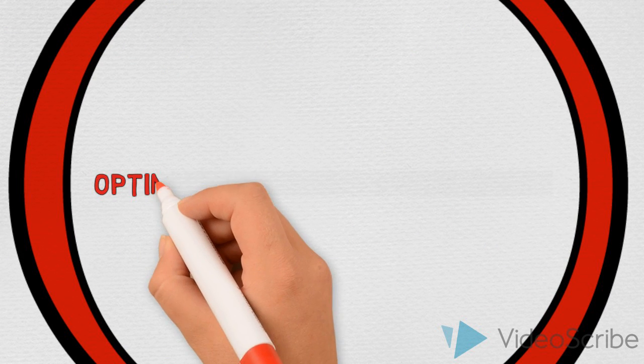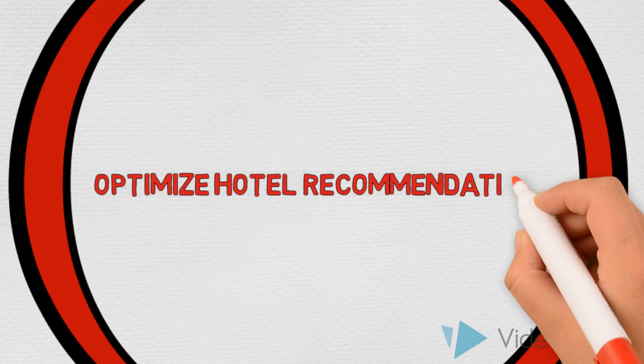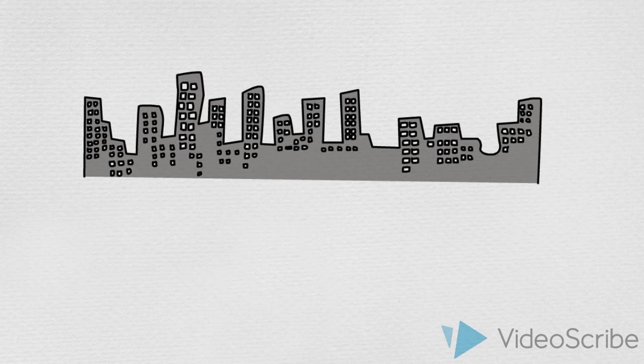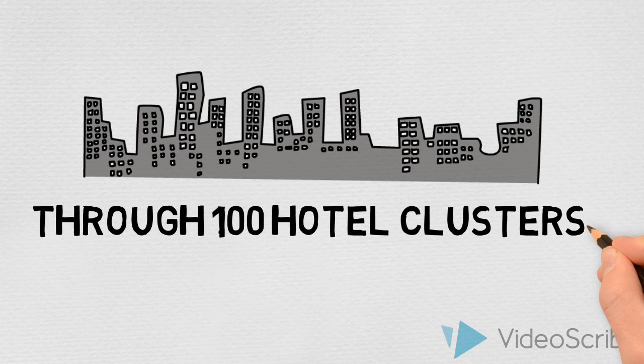In general, Expedia would like to optimize its recommendation system on the website. It does this through 100 different hotel clusters, which are determined through various factors such as price, customer ratings, and location.